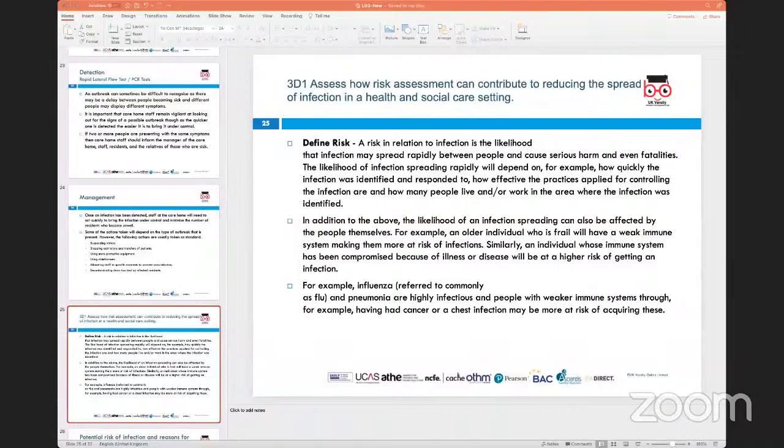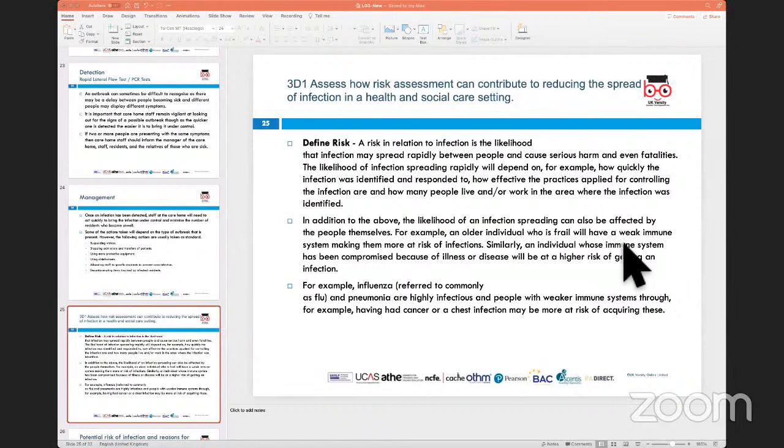Okay. Now, what I would also want to quickly and briefly discuss is the aspect of how we look at risk assessment, which is important as a process in controlling the spread of infectious diseases in a particular health and social care setting. So let's look very briefly at what risk is first. Why do we need to do risk assessment?